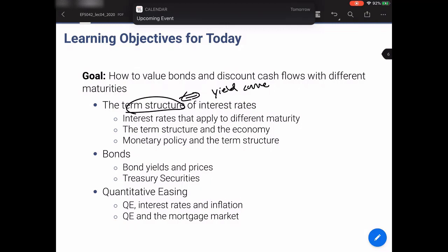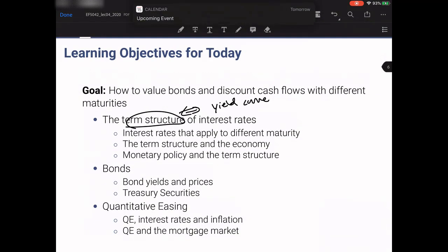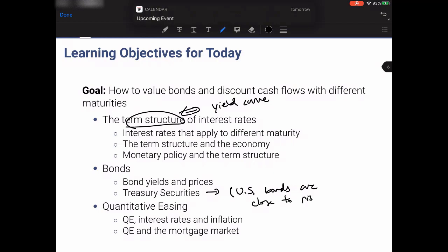And most importantly, we will be talking about treasury securities. So treasury security is a name that we designate for bonds that's issued by the U.S. government. And typically, finance practitioners presume that bonds issued by the US government are close to riskless. So we presume that US bonds are close to riskless securities.